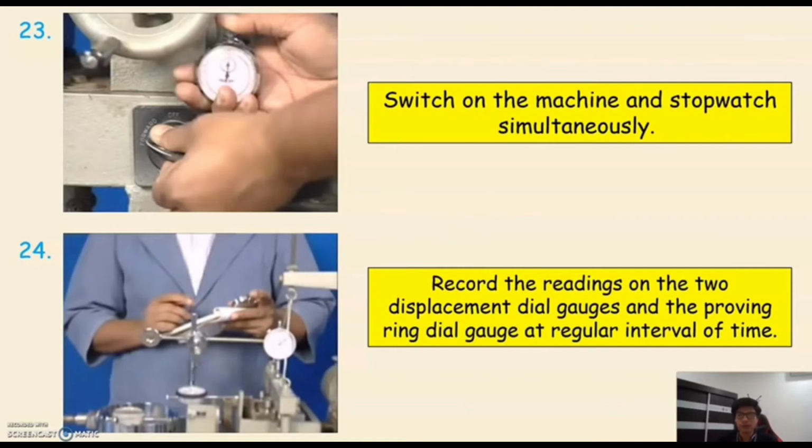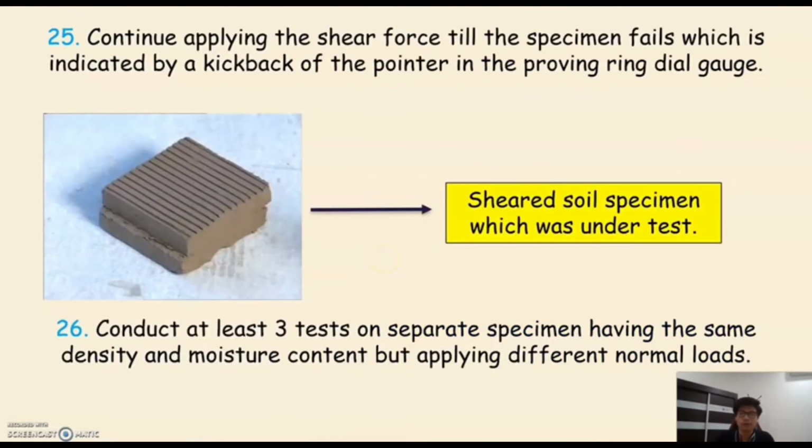In step 24, record the readings on the 2 displacement dial gauges and the proving ring dial gauge at regular intervals of time. For the 25th step, continue applying the shear force till the specimen fails, which is indicated by a kickback of the pointer in the proving ring dial gauge.